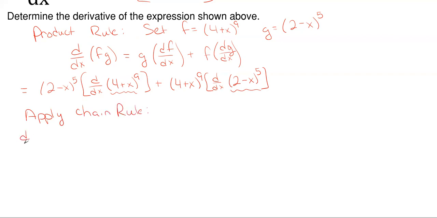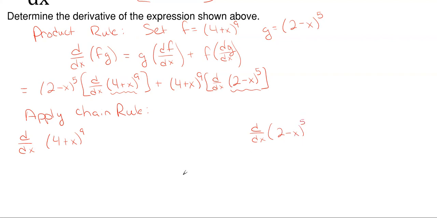Our first one is the derivative with respect to x of 4 plus x to the power of 9. And our second one, which I'm going to write way over here, is the derivative of g with respect to x, which is 2 minus x to the power of 5.